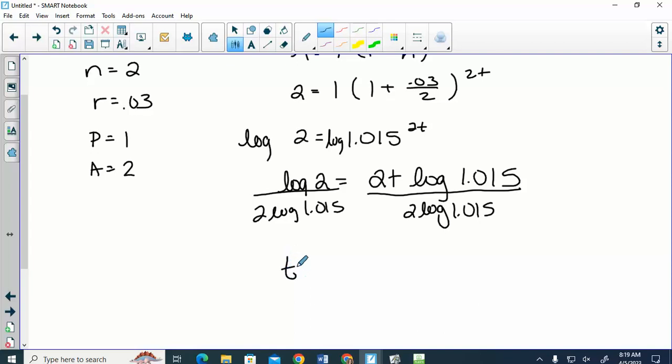On your test, I really encourage you to make sure you show this work so that way if you do put it in your calculator wrong, I know what you were putting in and that it was just a calculator error, not that you solved the problem wrong. So if I put that in, we get 23.278 or 23.3 years.